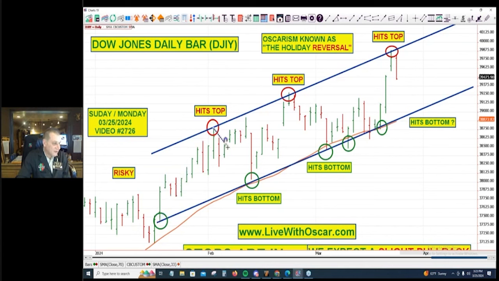Then we come racing down to the bottom, the channel holds, races up to the top, hits the top, the channel holds again and stops it from going up. It races down, hits the bottom, starts hitting the bottom a few times, and what does it do? Races back up. So what should it do next, kids? Isn't that kind of simple? It should come lower.